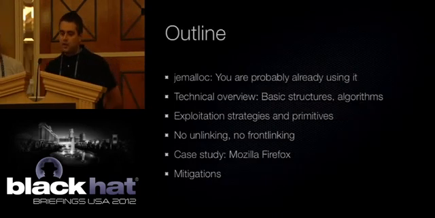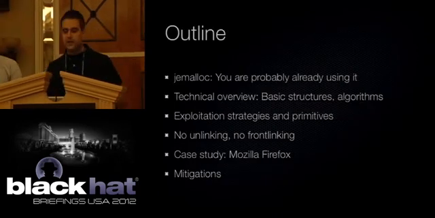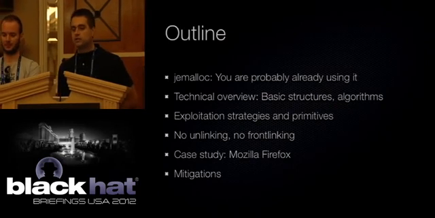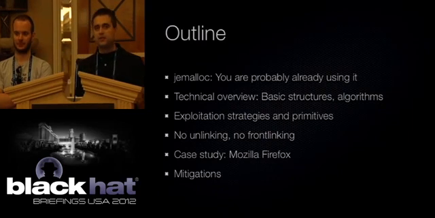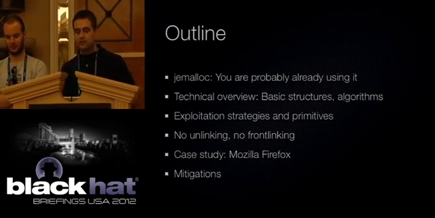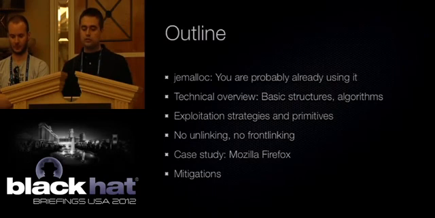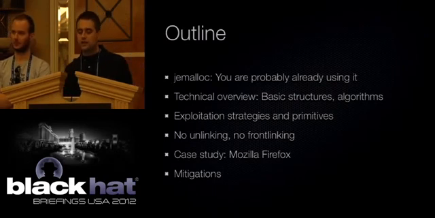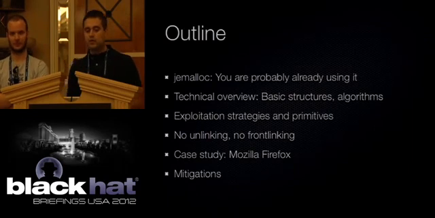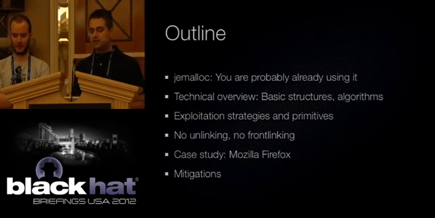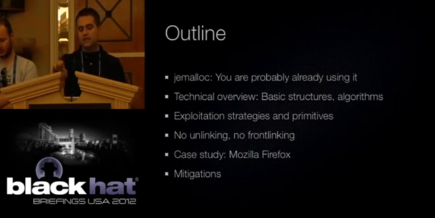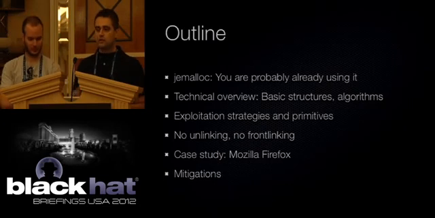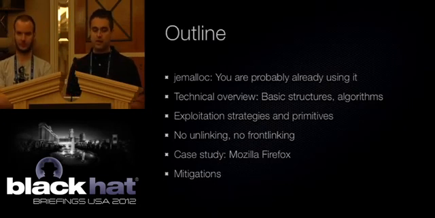Okay, so that's a small outline of our talk. Initially, we're going to give an introduction to what JMalloc is, because you probably never heard of it, although you're probably using it without knowing it. Then we're going to go deep into the technical details of the allocator, like the basic structures, its algorithms, and so on. Then we're going to focus on exploitation strategies we have developed for attacking JMalloc, and exploitation primitives we can reuse on attacking JMalloc applications.